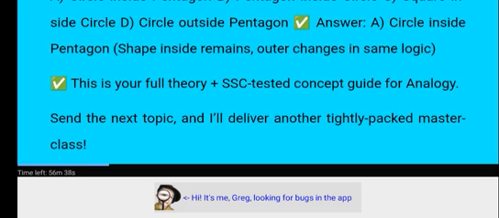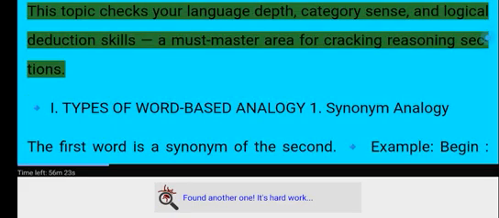You're given two words with a particular relationship, and you must identify the same relationship in another pair. This topic checks your language depth, category sense, and logical deduction skills, a must-master area for cracking reasoning sections.